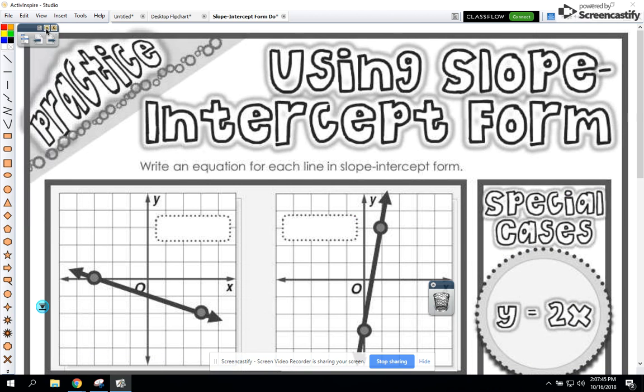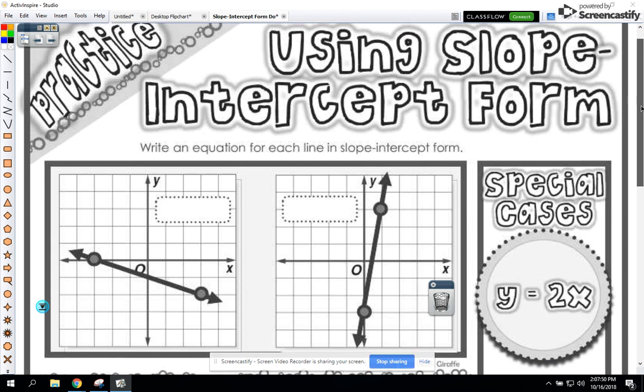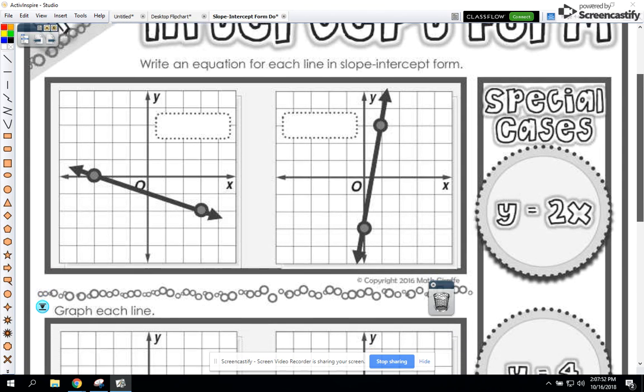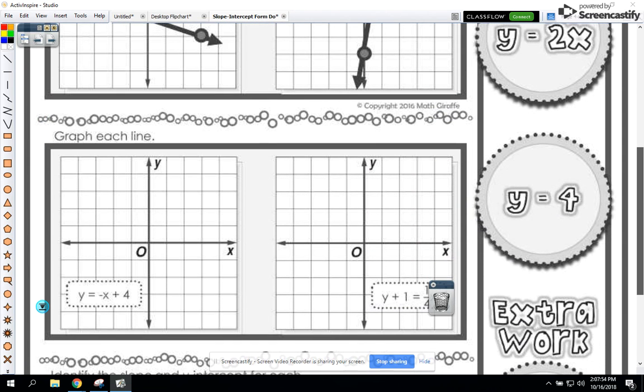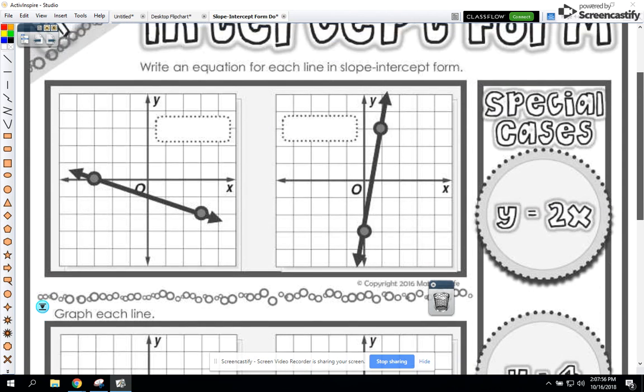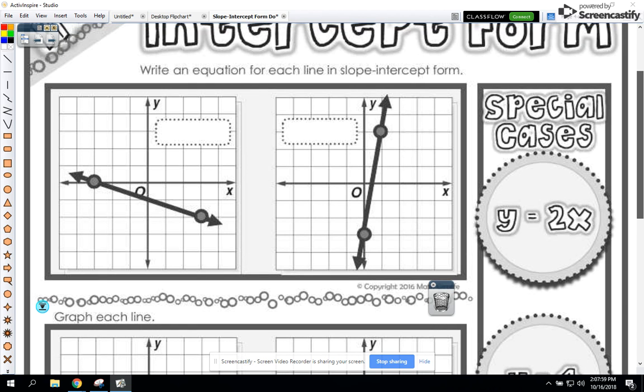So now what I want you to do is I want you to go ahead and practice this. So the first two, you're writing an equation for each line in intercept form, and then we're going to graph each line here. So pause the video, take a moment to try it, and then when you're ready to check it, go ahead and hit play.